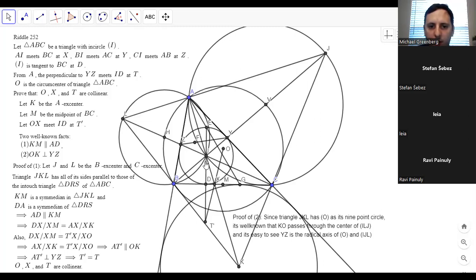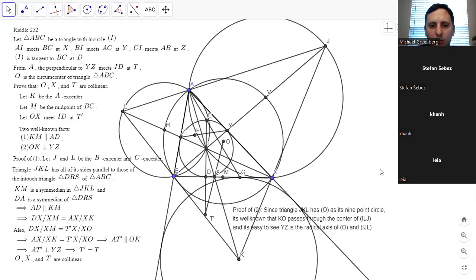and it's easy to see that YZ is the radical axis. So that's a well-known fact. It has an easy proof. It just uses one parallelogram argument. Because we know that the center of ILJ is the reflection of O with respect to LJ. So it's not really that hard to see. The reflection of JKL's circumcenter through LJ.